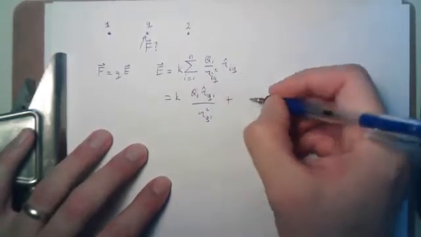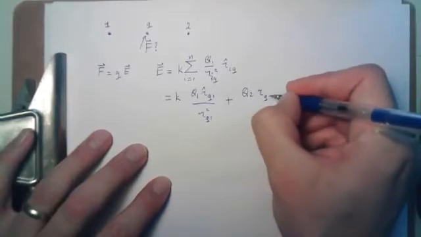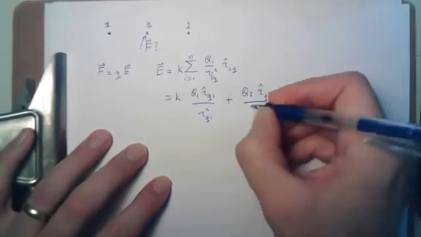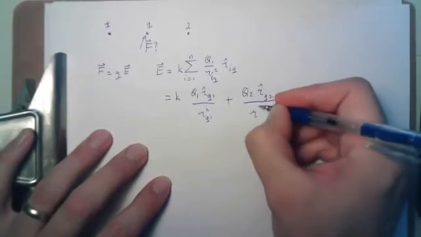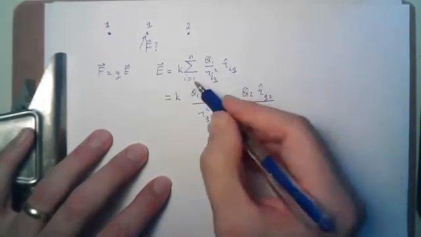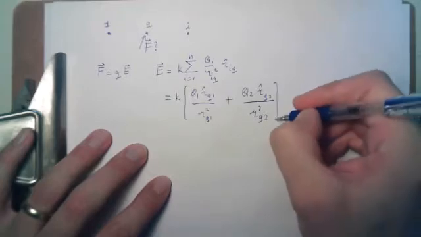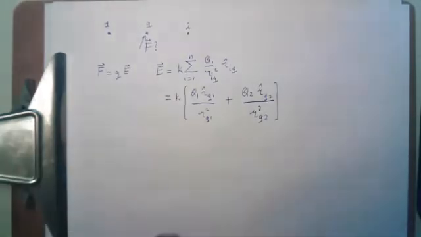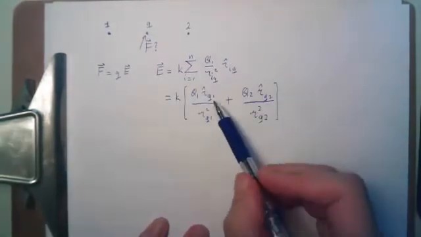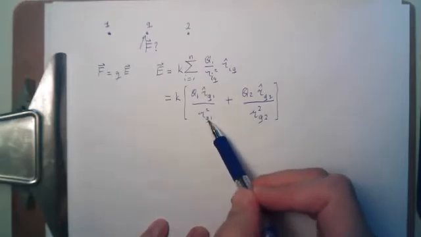plus q2 r-hat over r squared, q2, and this k multiplies the entire sum. So in other words, this thing goes in brackets. All right, now we need to know what this vector is, and also what the distance is.